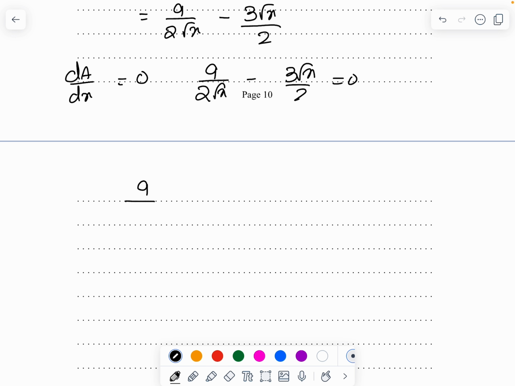So 9 upon 2 root x equals 3 root x upon 2. Then the 2 cancels, 9 equals 3x, so x equals 3.